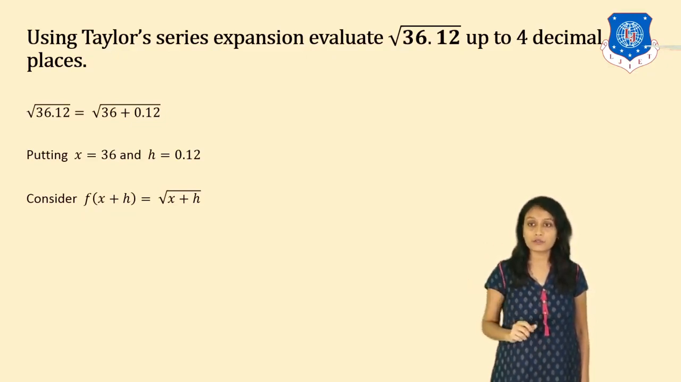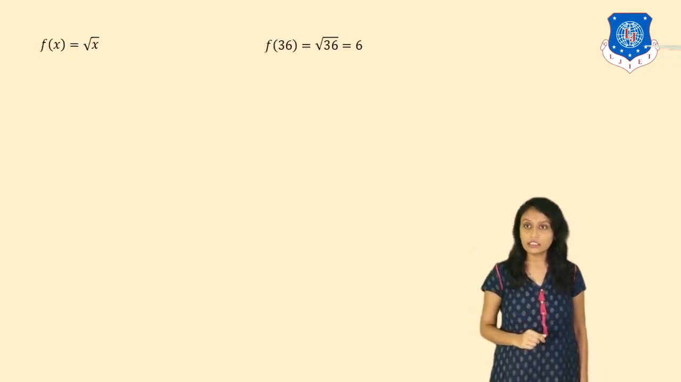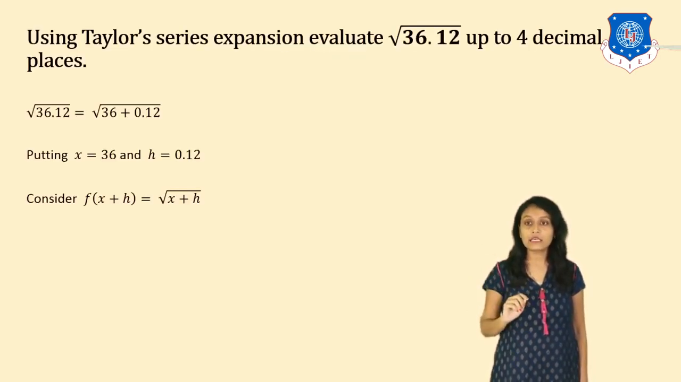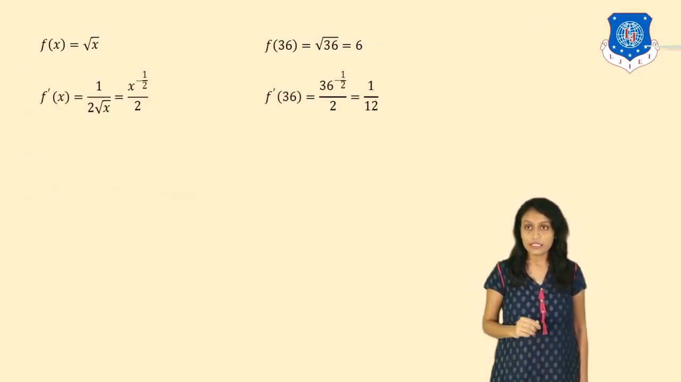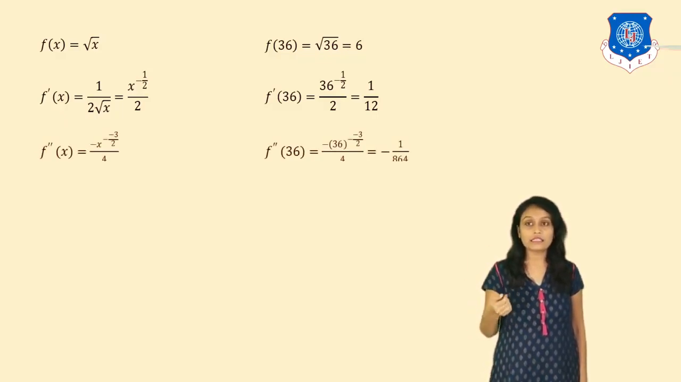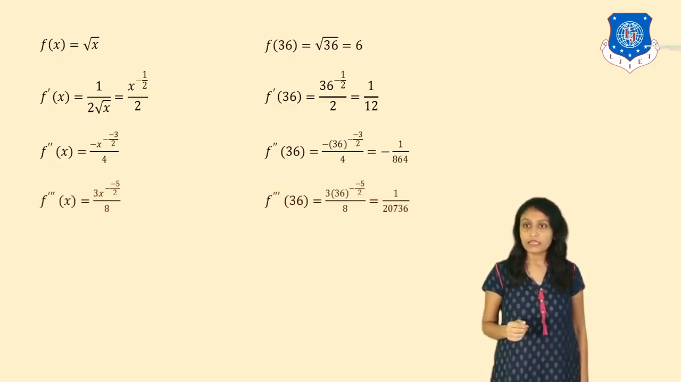So f(x+h) will be under root x plus h. Now from this we get f(x) equal to under root x, and the value of x is 36 and h is 0.12. Now we have to take its derivative. First derivative, f'(x), is the derivative of under root x, that is 1 upon 2 root x. Next, again find its derivative, so it will be minus x raised to minus 3 by 2 upon 4. Again, the third derivative is 3x raised to minus 5 by 2 upon 8. Here we have used the formula: derivative of x raised to n is n x raised to n minus 1.